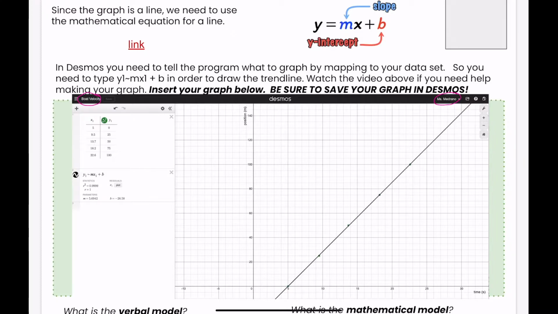Screenshot of your graph, and what should have happened is that you have your name up here in the corner to show that you're signed in, so I'll know that you made your graph, and that you've also saved your graph under a name, so I called mine boat velocity. And now we're going to annotate our graph, right? We're going to find some information on it.